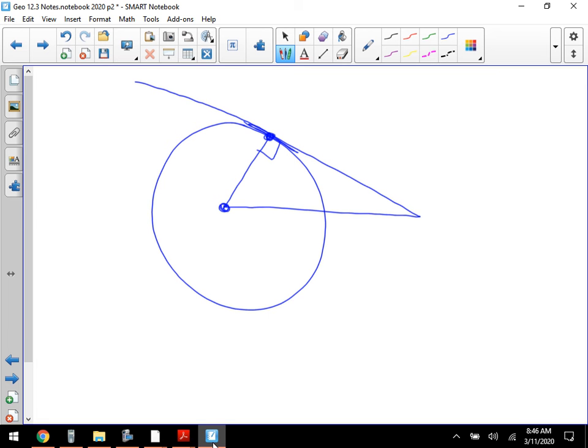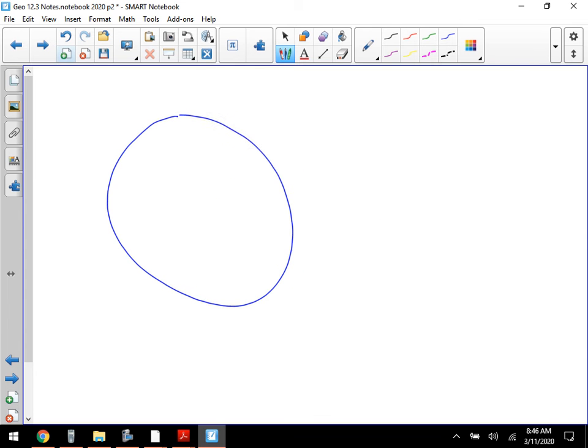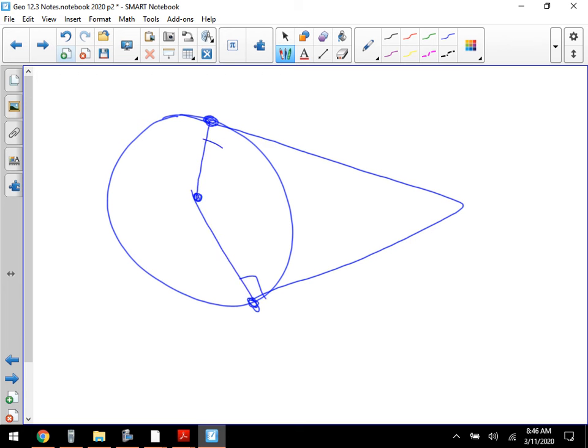So we did that one where you wound up with the Pythagorean theorem a lot of times. The other part we did with tangents was this: if you had what was called an external tangent, and the tangent segments originated from the same point, those were always congruent.